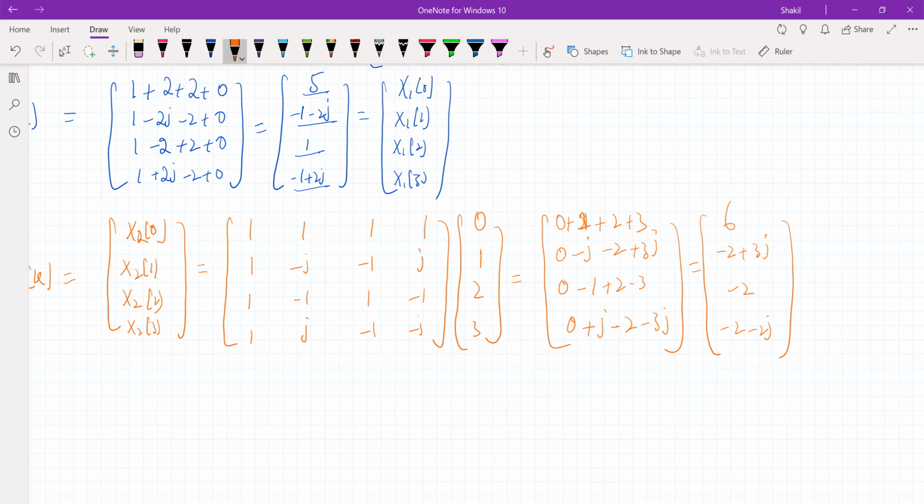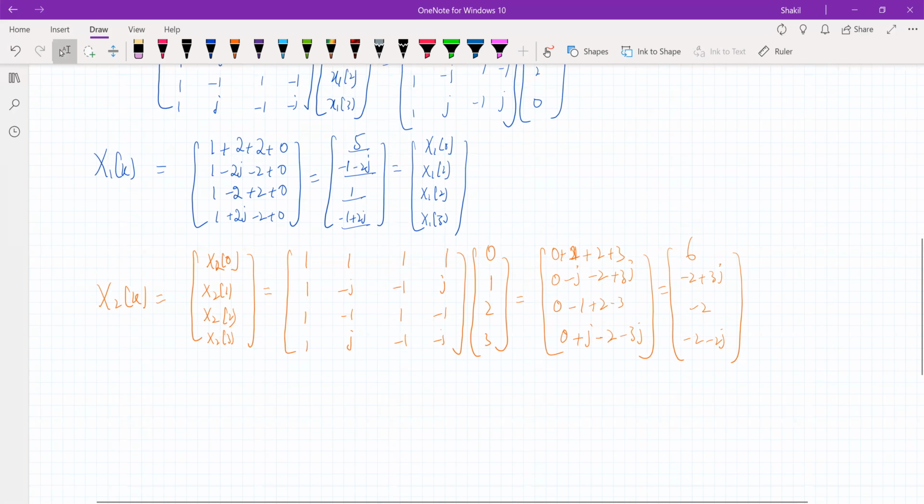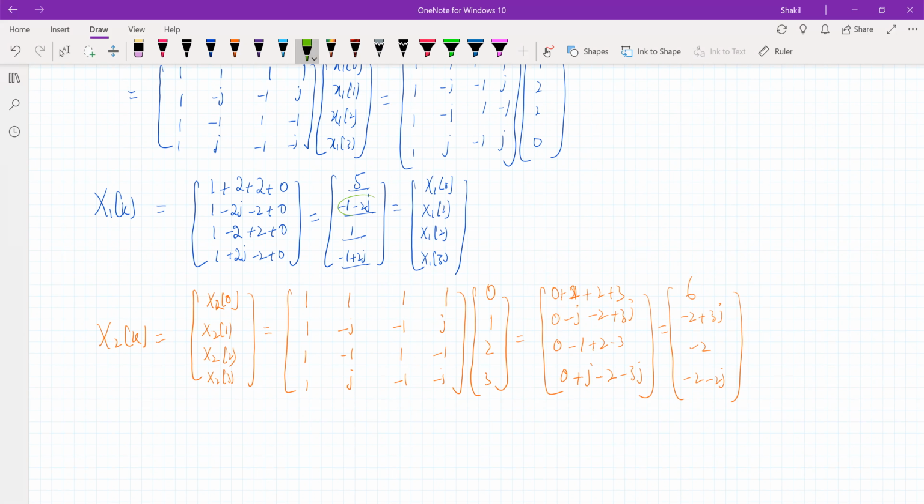Now one simple way to check your result, whether you are doing it right or wrong. Wherever you have j terms, means the terms which contain j, remember these will be complex conjugates of each other. In 4 point, in 8 point, in 16 point, these will be complex conjugates. You can see here we have minus 1 minus 2j. Here you have minus 1 plus 2j. So this is the complex conjugate of this, or this is the complex conjugate of this.